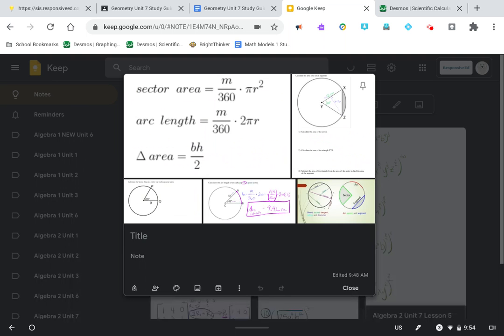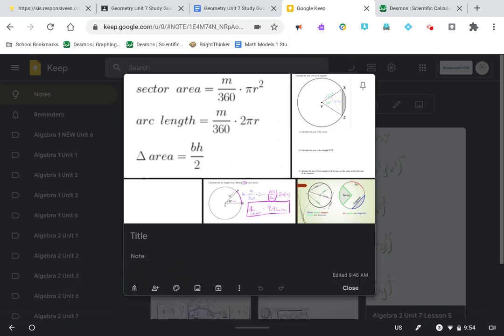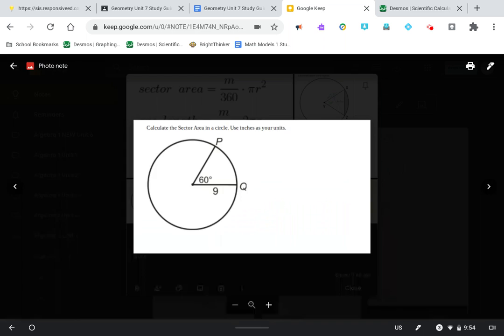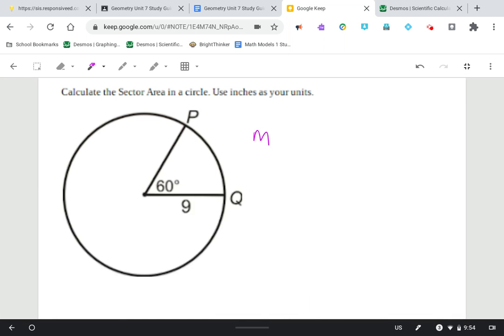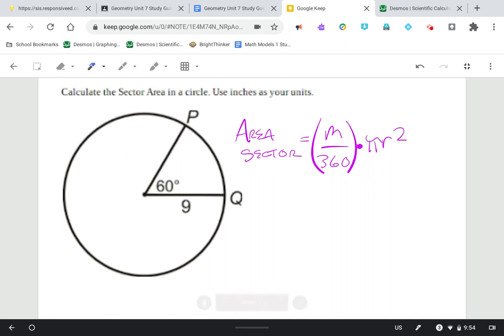Let's look at sector area next. Sector area is a very similar type of problem. The formula for sector area is also in the notes here. It's m over 360 times pi r squared. This is the area of the sector, and it is m over 360 times pi r squared. Again, very similar type of formula because you're multiplying the part of the circle times the formula for area.